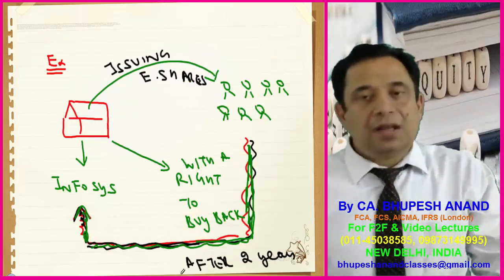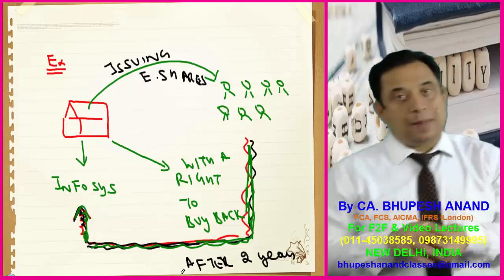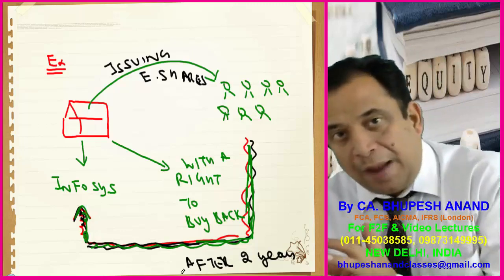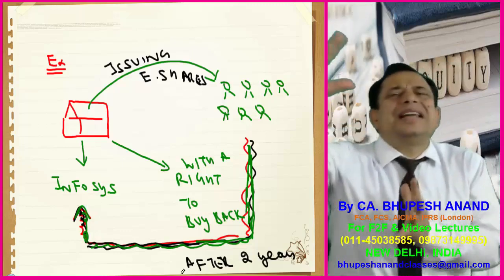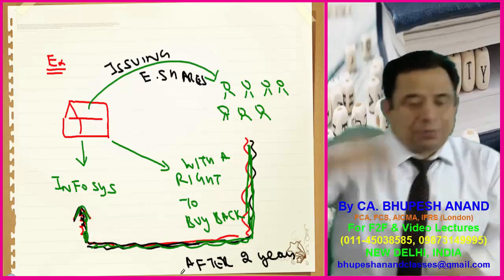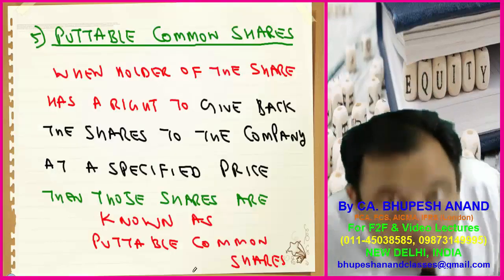So this is a company. This company has issued shares, now with the right to buy back. Now they have the right to buy back, that they will buy it after 2 years. I have assumed hypothetically 2 years. Now these types of shares are named as callable common stock, and now I am moving to puttable common stock.